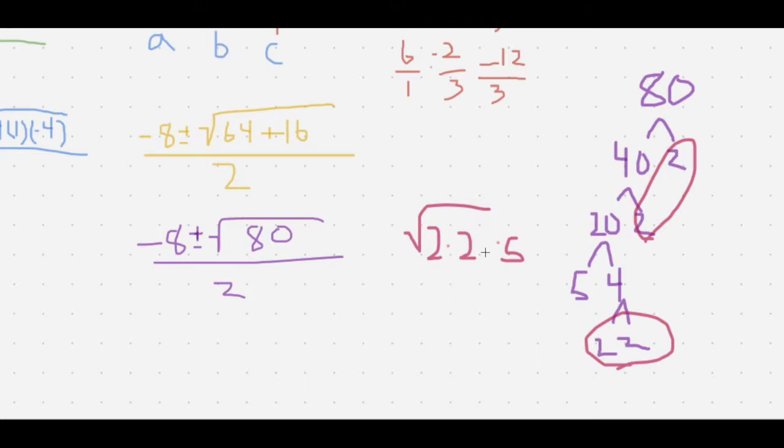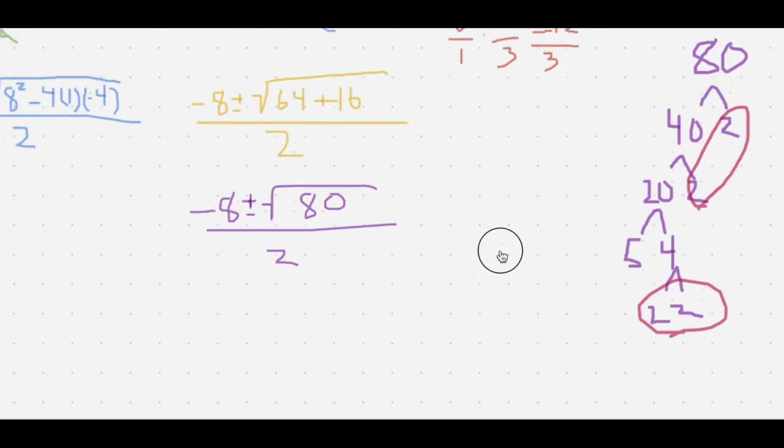I'm sorry, 2 times 2 times 2 times 2 times 5. I missed a couple 2's. I was thinking the short way, but we can basically take all that out and say that it's going to be 4 square root of 5, if you're familiar with this tree factoring.